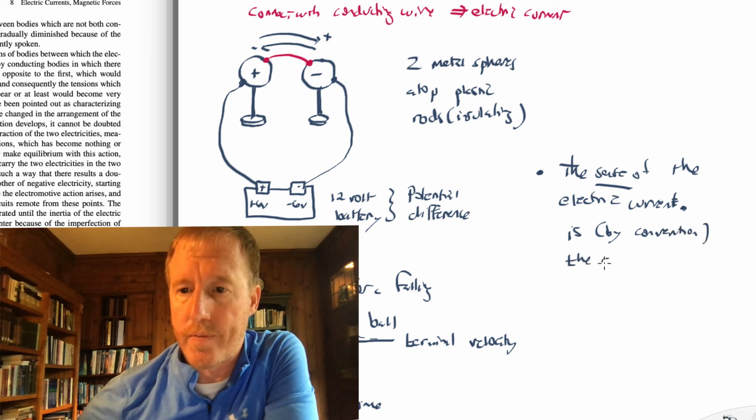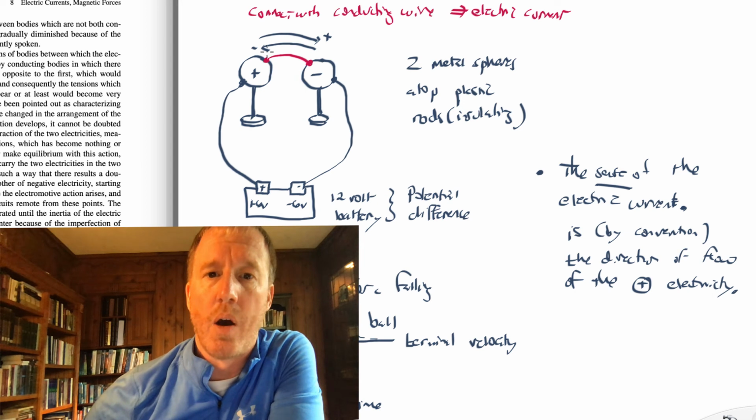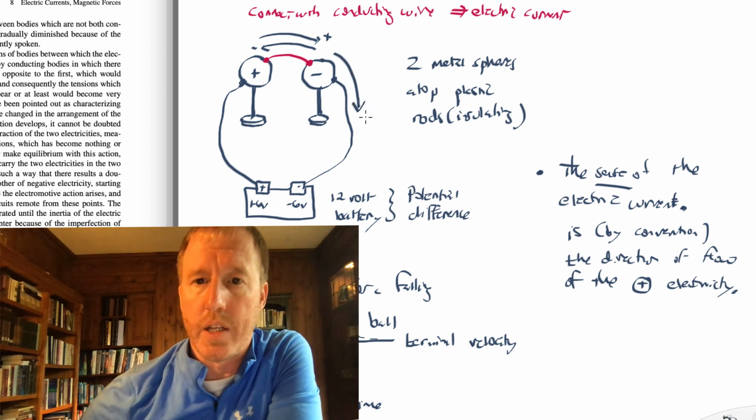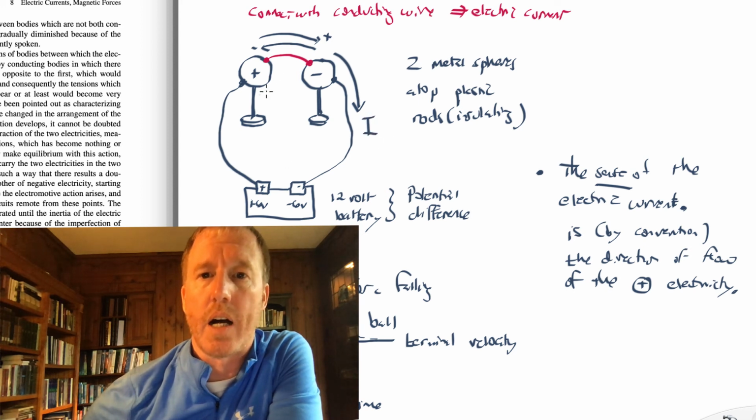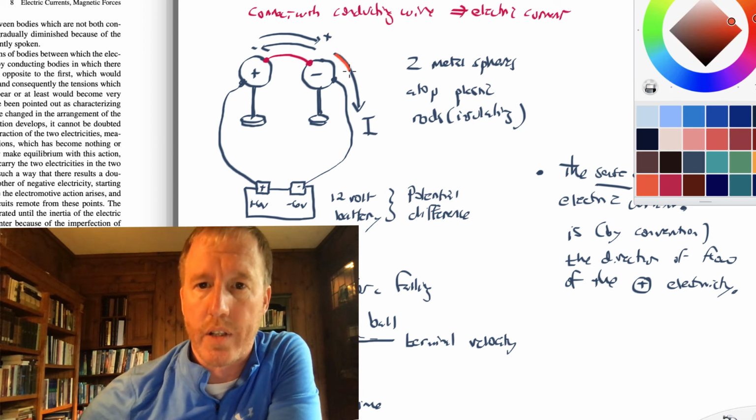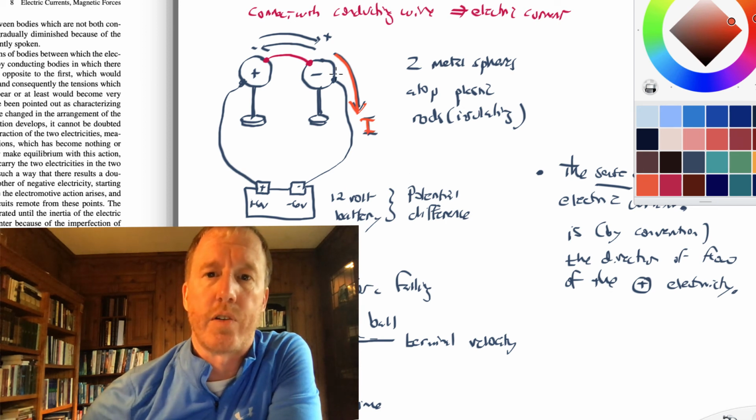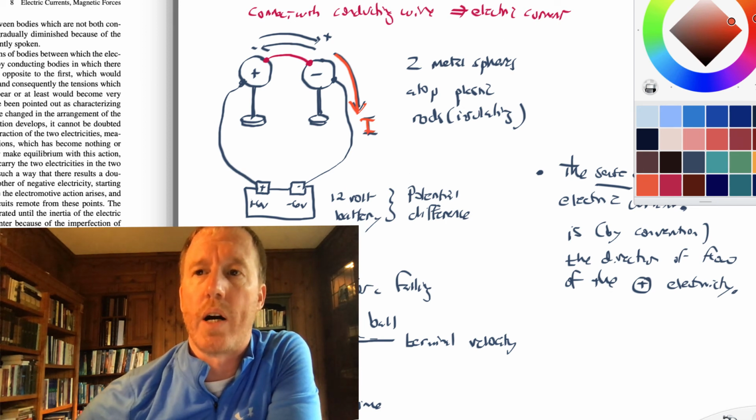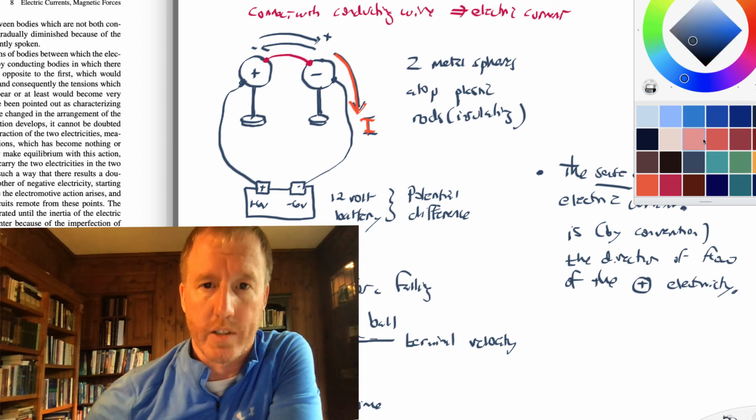The sense of electric current, he says, is, by convention that he is adopting, the direction of flow of the positive electricity. This is the convention that is adopted to this day. We would say that in this circuit there's a current flowing around, in this case in the clockwise direction. Let me make this orange to highlight it. There's an electrical current flowing in this circuit in the direction of the positive electricity. We say that there's a clockwise current flowing through this circuit.